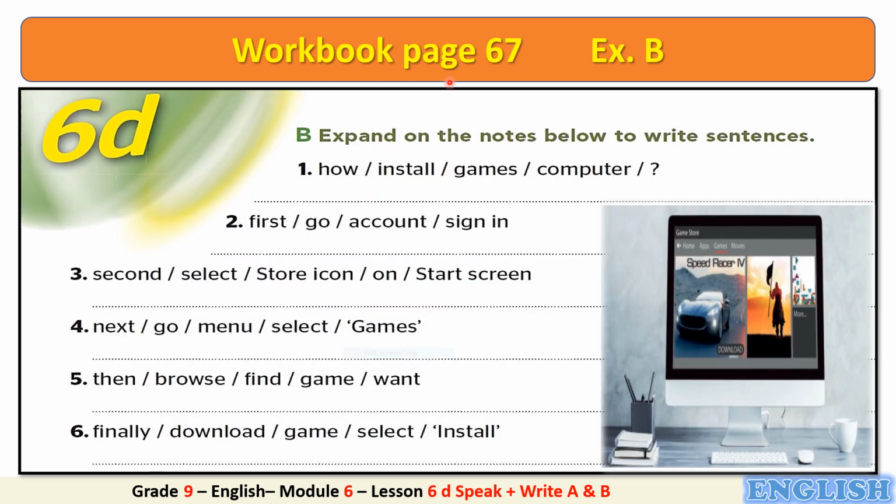Now let's go to workbook page 67, exercise B. Expand on the notes below to write sentences. In this exercise, we are going to practice how to write a description of a process. The process that we are going to describe here is how to install games on a computer. I bet some of you are experts in this field. Now, pause the video, read the words and phrases in order to write sentences.